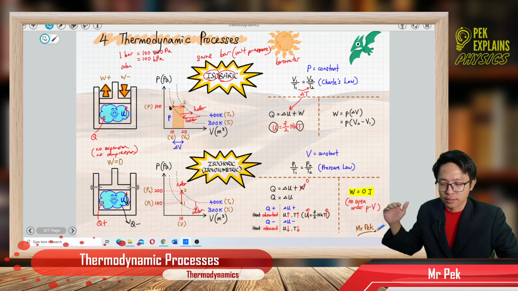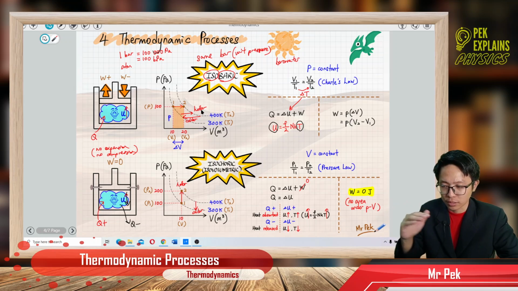Isobaric process is a horizontal line because it is at constant pressure. Isochoric or isovolumetric has constant volume. That's why it's a vertical line. Isobaric process is a horizontal line. Isochoric process is a vertical line.